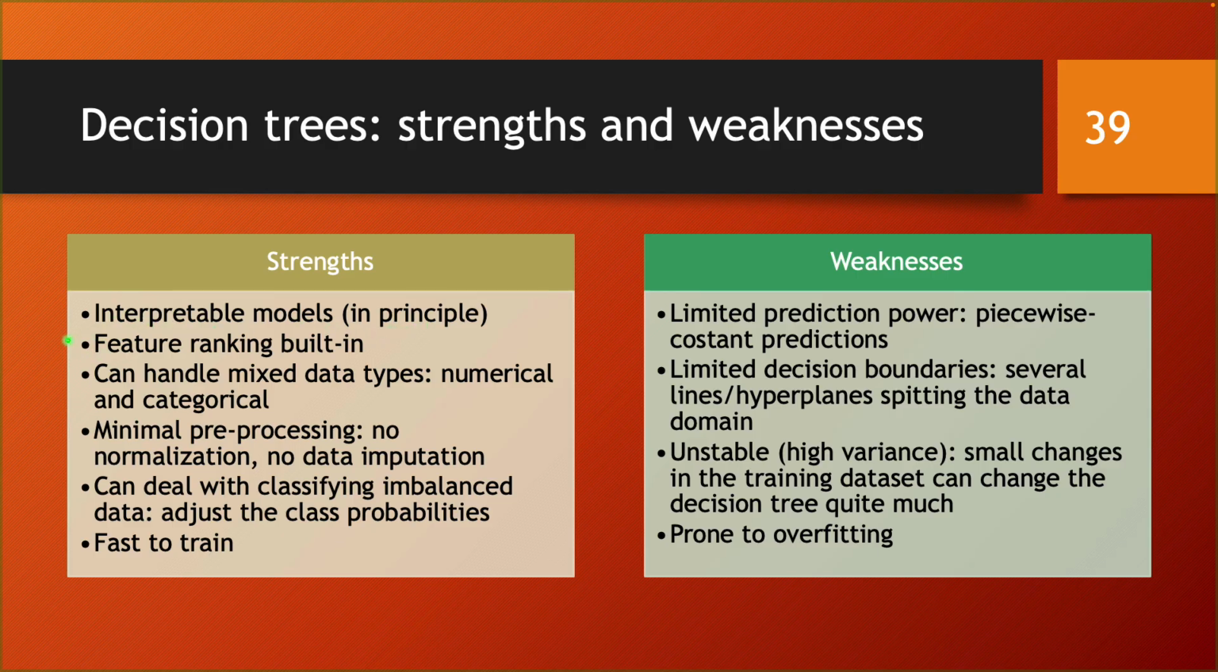Another big advantage is that the feature ranking problem is very easy to solve with decision trees. It's built in, in the sense that it's very easy to define an importance score for the features, and it's easy to normalize that importance score to make it relative to each other, to measure, in other words, how much each of the features contributes to solving the problem.